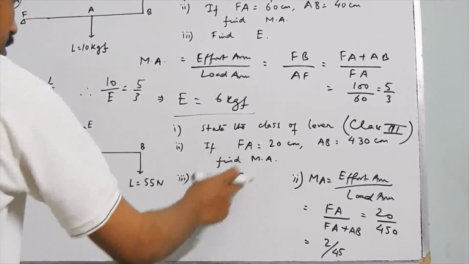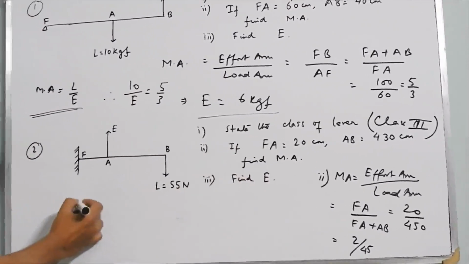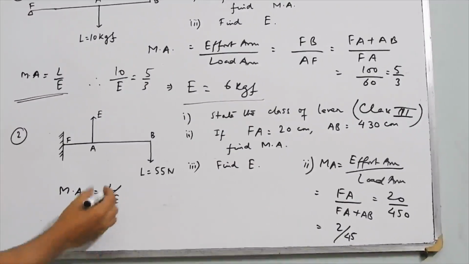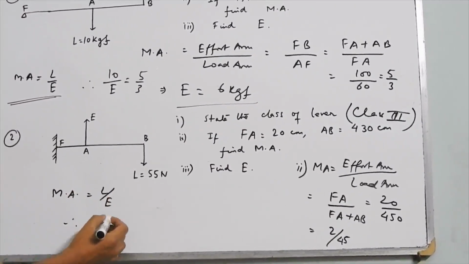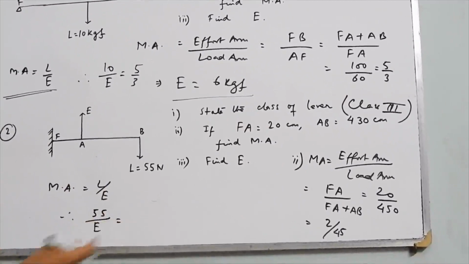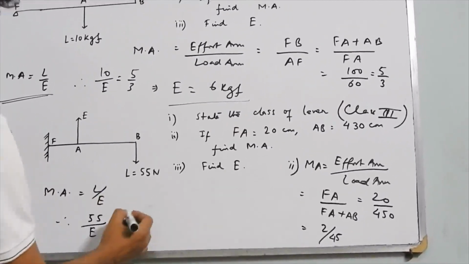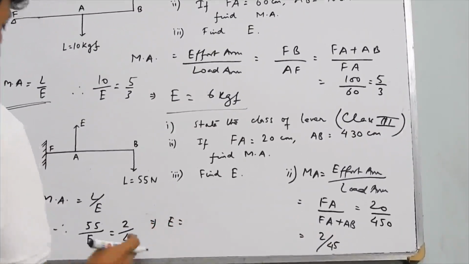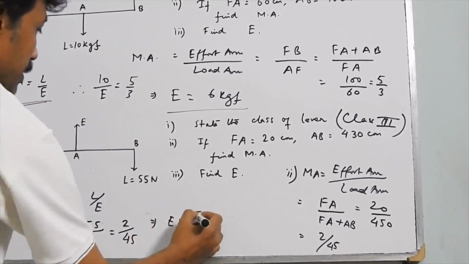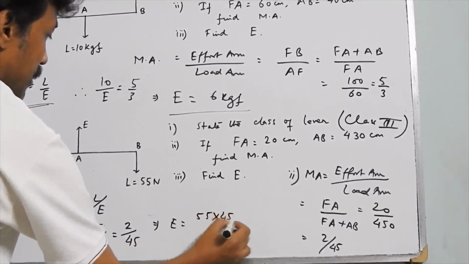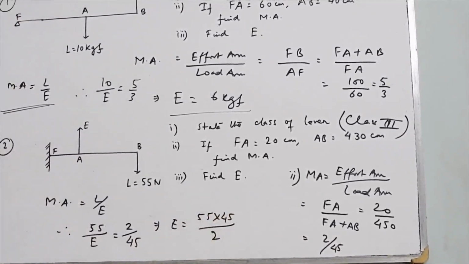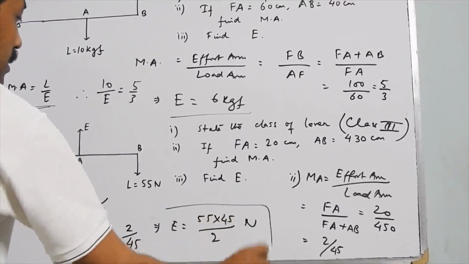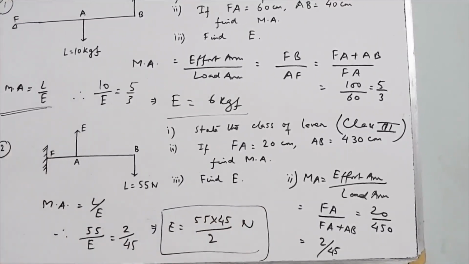Now the last question is we have to find E. We know that mechanical advantage is load by effort. So therefore the value of load is given, 55, by effort is equal to the value of mechanical advantage that we have calculated, 2 by 45, which means that effort is equal to 55 into 45, and definitely you can calculate 55 into 45 by 2. So this much Newton will be the value of the effort in this case.